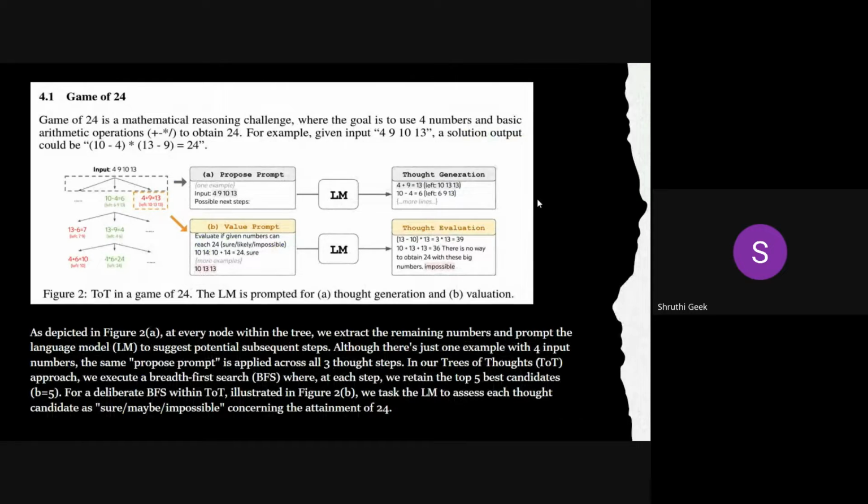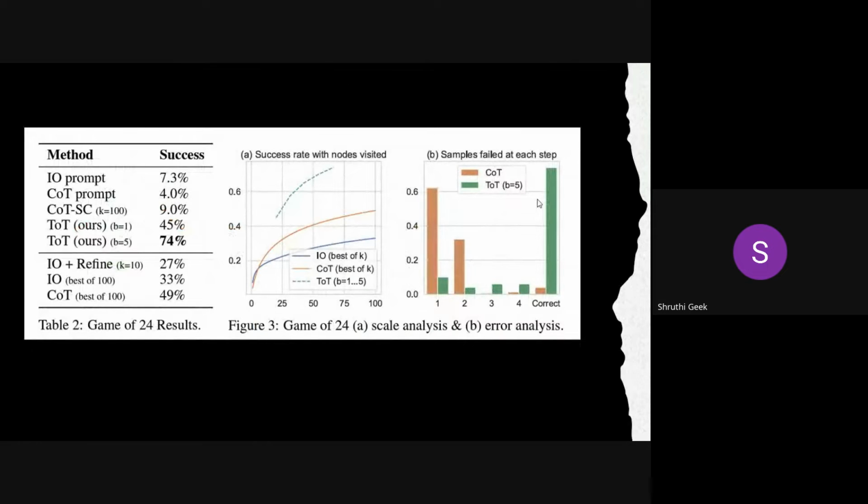Okay, so this is with the game of 24, and this is how it performs with CoT and ToT, the chain of thoughts and tree of thoughts. If you can see, this is the tree of thoughts approach here. It's way beyond chain of thoughts. How many times it generated a wrong answer is very minimal, as you can see, compared to chain of thoughts. So this is the error analysis, and this is the success rate or the evaluation score analysis.